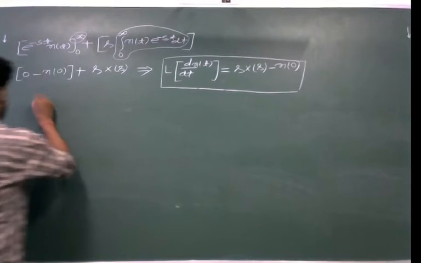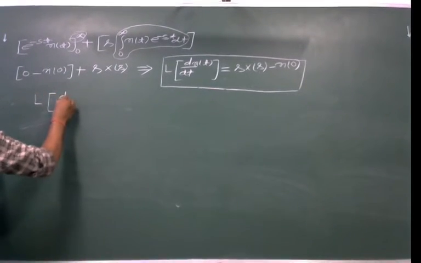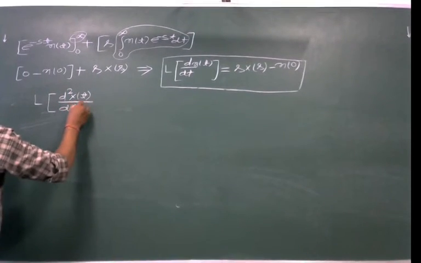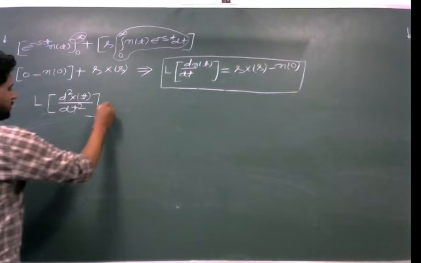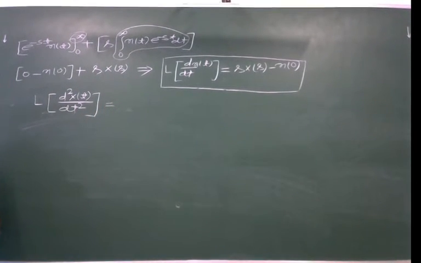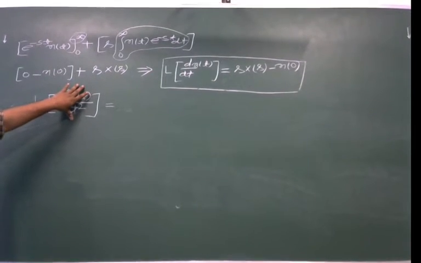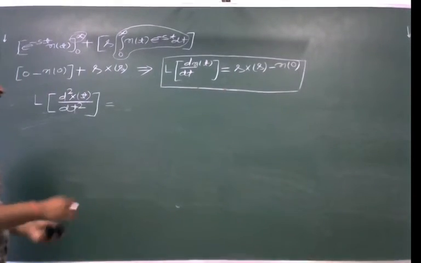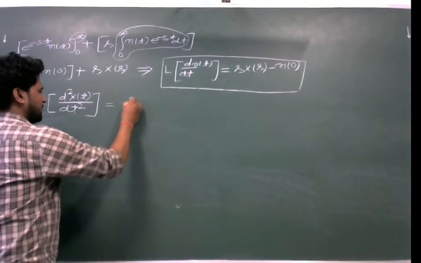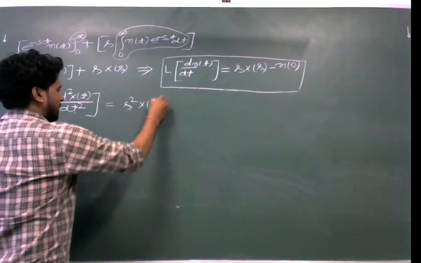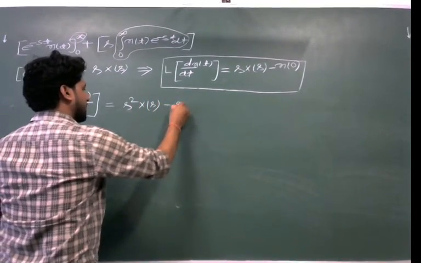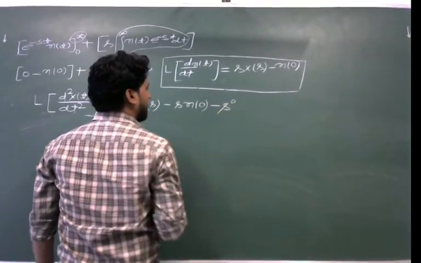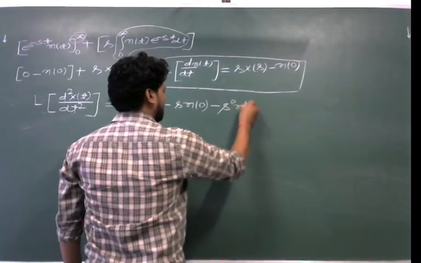What is the Laplace transform of d2 x(t) by dt square? This will be equal to, when the signal is differentiated only once, I will get only s here, s power 1, and if it is differentiated 2 times, this will become s square X(s) minus s times x(0) minus, now this will become s power 0 x dash 0.